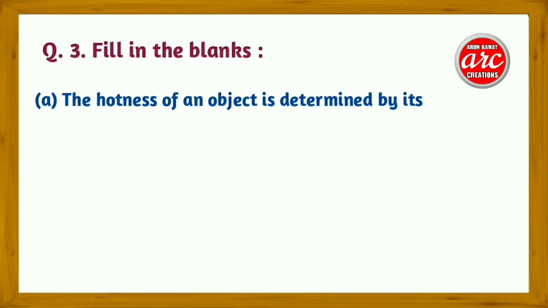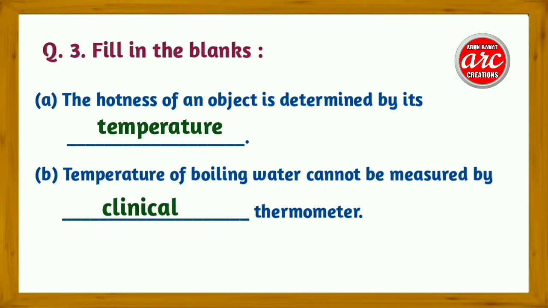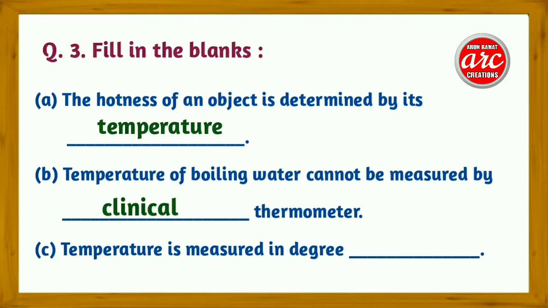Question number 3. Fill in the blanks. A. The hotness of an object is determined by its dash. The answer is temperature. B. Temperature of boiling water cannot be measured by dash thermometer. The answer is clinical. C. Temperature is measured in degree dash. The answer is Celsius.